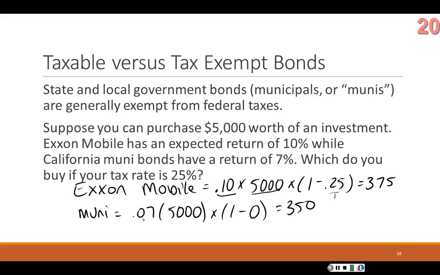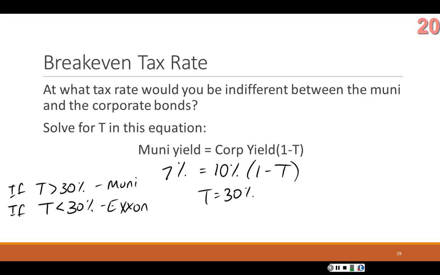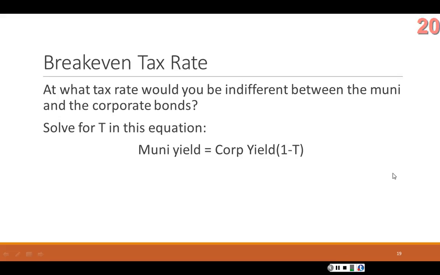The municipal bond has a return of 7%. You're investing $5,000 into the asset, and it has a tax rate of 0. So the municipal bond in this instance would only return you $350. So at what rate would you be indifferent between the municipal bond and the corporate bond? You simply solve for t in this equation. The municipal bond yield is equal to the corporate yield times 1 minus the tax rate.